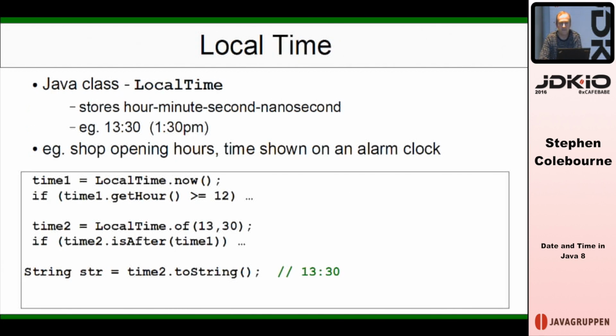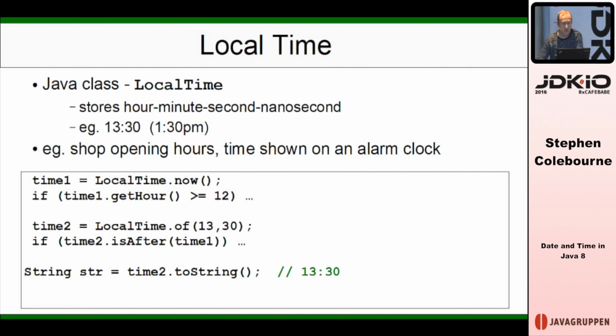The class is called LocalTime. If you're wondering about that local word, by the way, it actually comes out of the ISO 8601 specification, which is the most widely referred to specification for dates and times. They use the term local. So this is storing hour, minute, second, and nanosecond, no time zone, no date. Shop opening hours, time on an alarm clock. These are the kinds of things that you might use LocalTime for.